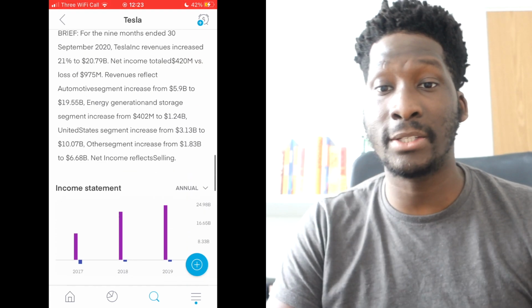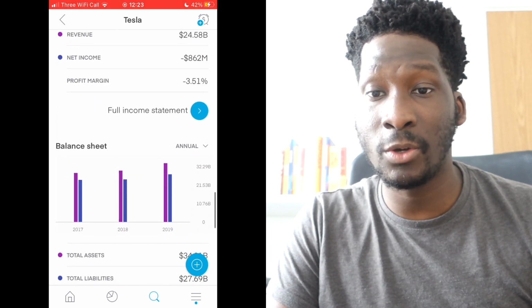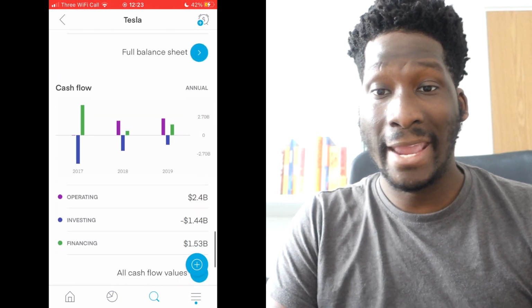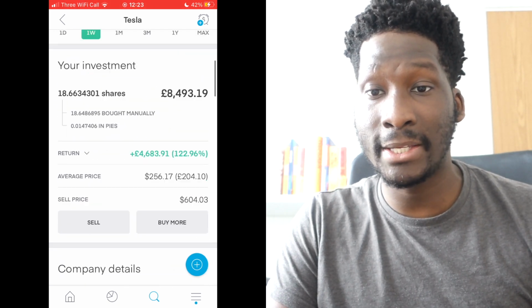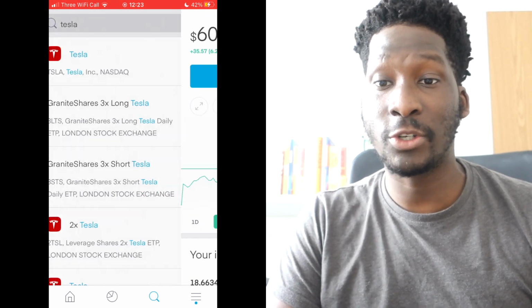48,000 employees. They're based in Palo Alto in the US. Their industry is auto and truck manufacturers. Their market cap is, wow, 600 billion. Their revenue is 24 billion. Earnings per share, 0.83. And it just gives you all the financials. It gives you the income statement, net income, revenue, every single thing you need to know about the company. So it's very, very important to also look at these things as well.